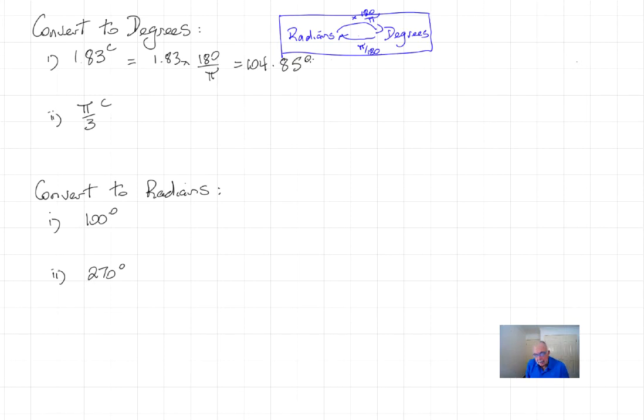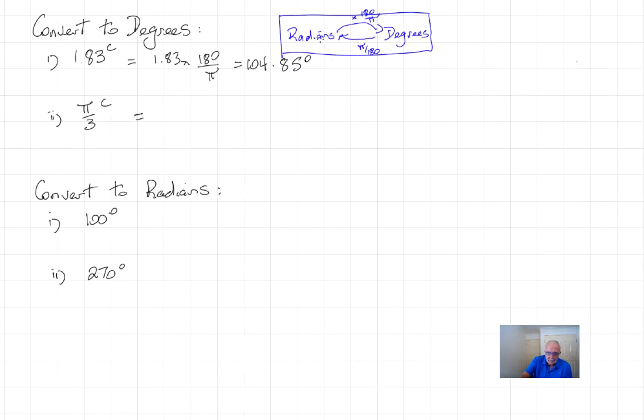Now that was fairly close to what our prediction was. It's roughly going to be 1.8 times 60, close to 2 times 60 is 120, so it's a little bit less, around about the 100 mark. So just put 1.83 times 180, divide by pi in your calculator, and that should suffice there.